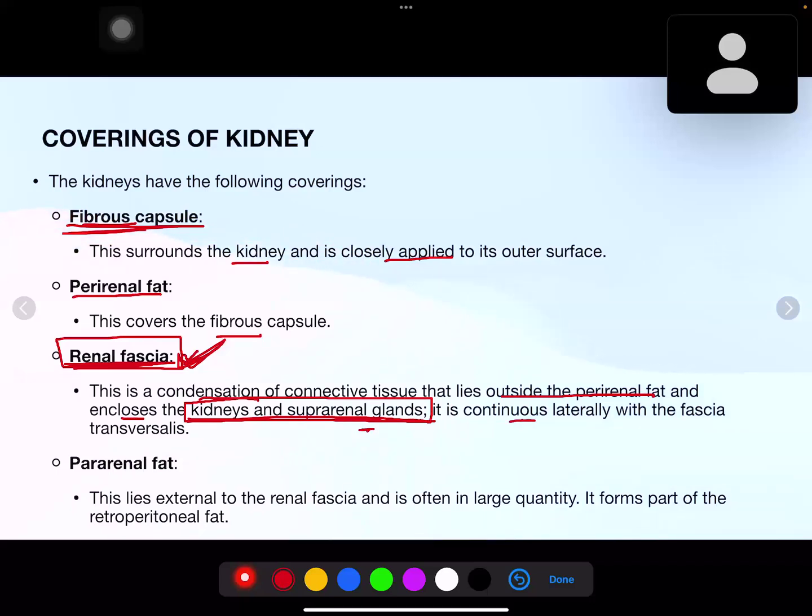It is continuous laterally with the fascia transversalis. And then after this fascia would be the pararenal fat. First was the perirenal fat and then the pararenal. This lies external to the renal fascia. It is a large quantity, and it forms part of the retroperitoneal fat.